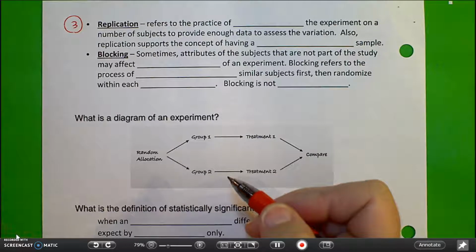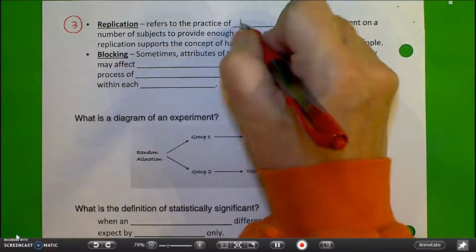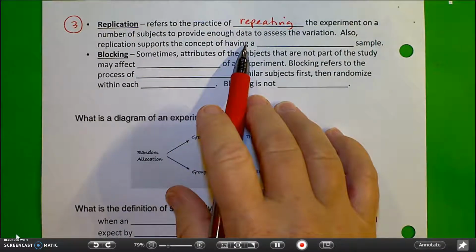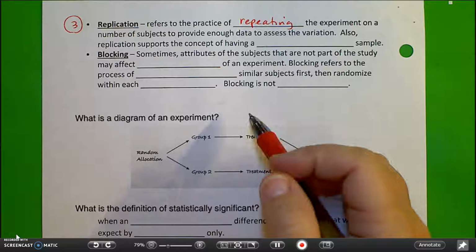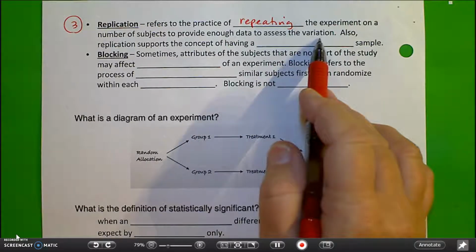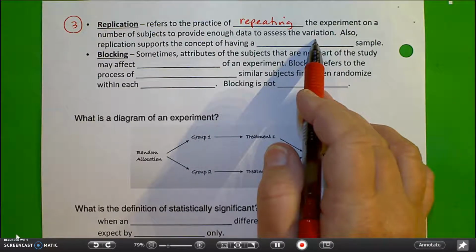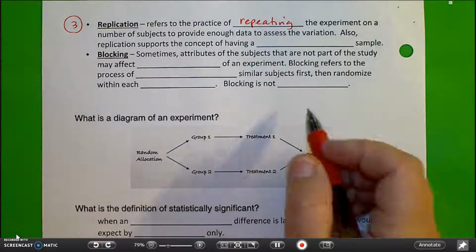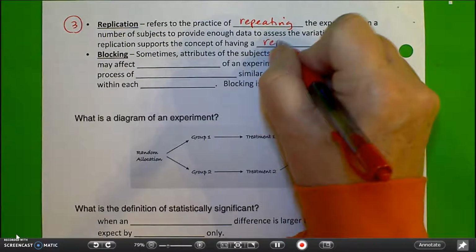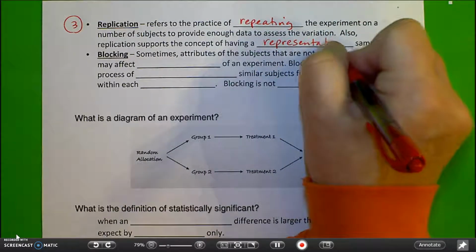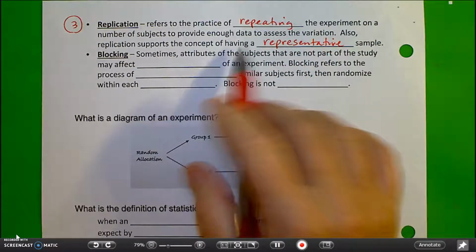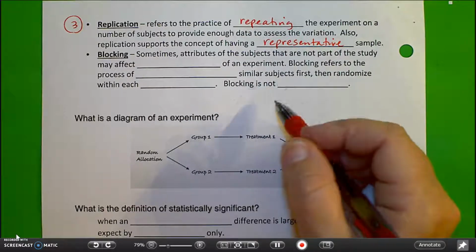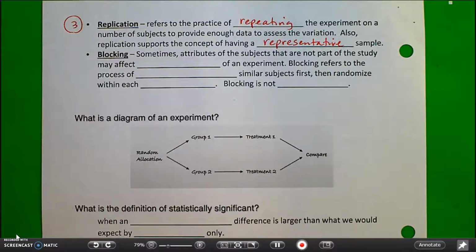Replication simply refers to the practice of repeating the experiment on a number of subjects to provide enough data to assess the variation from subject to subject, or the response variables from your study. Also, replication supports the concept of having a good representative sample of data. So you want to be able to repeat or replicate the experiment over and over again to give you new data, new results to analyze.